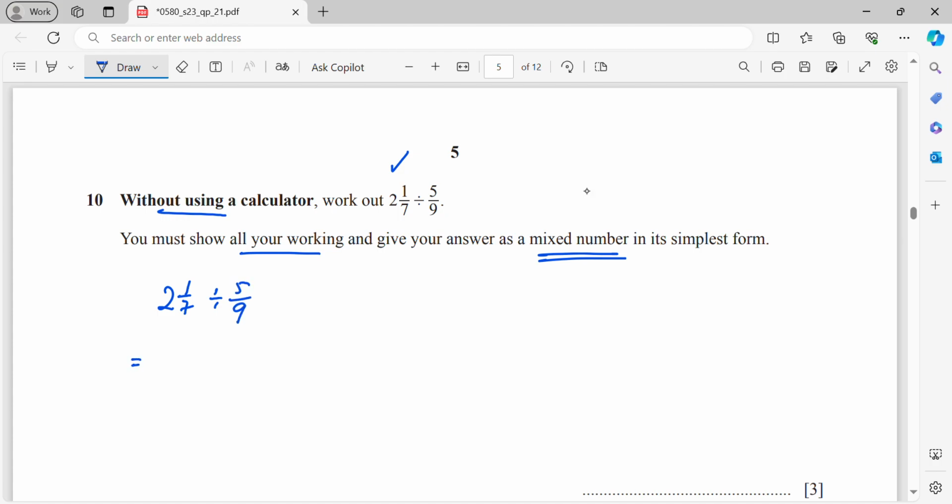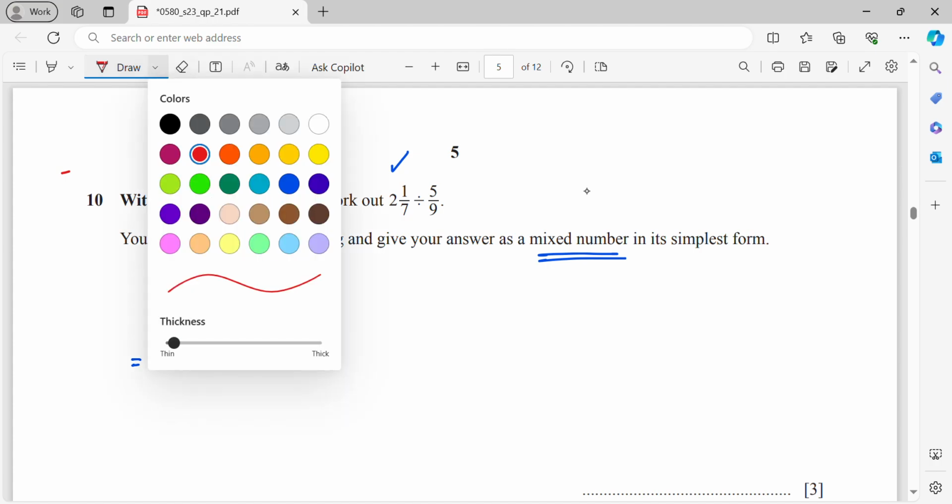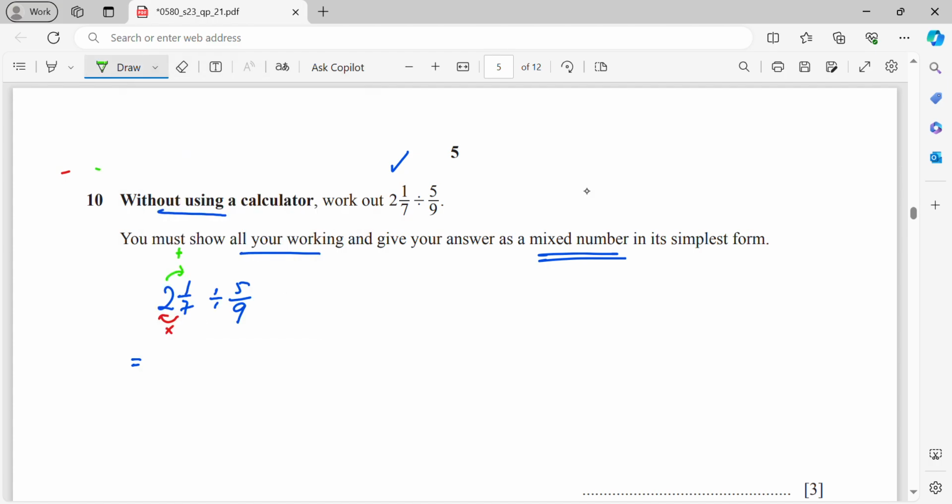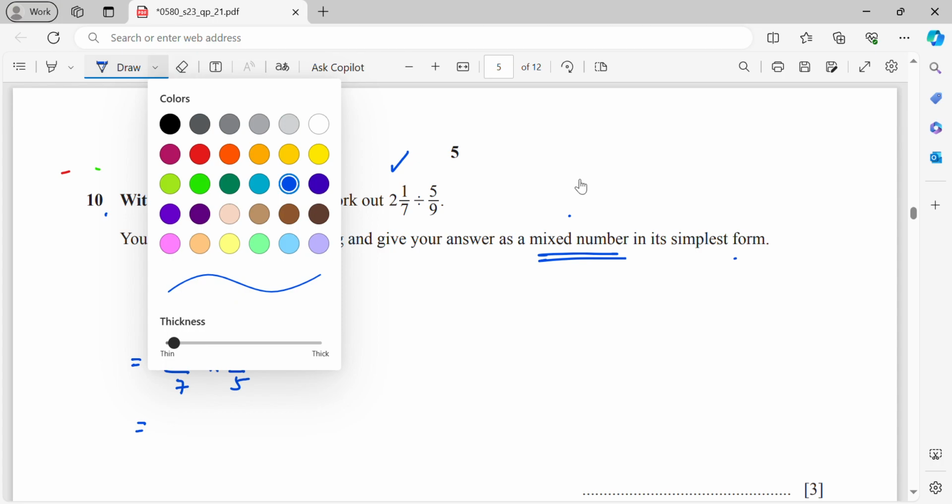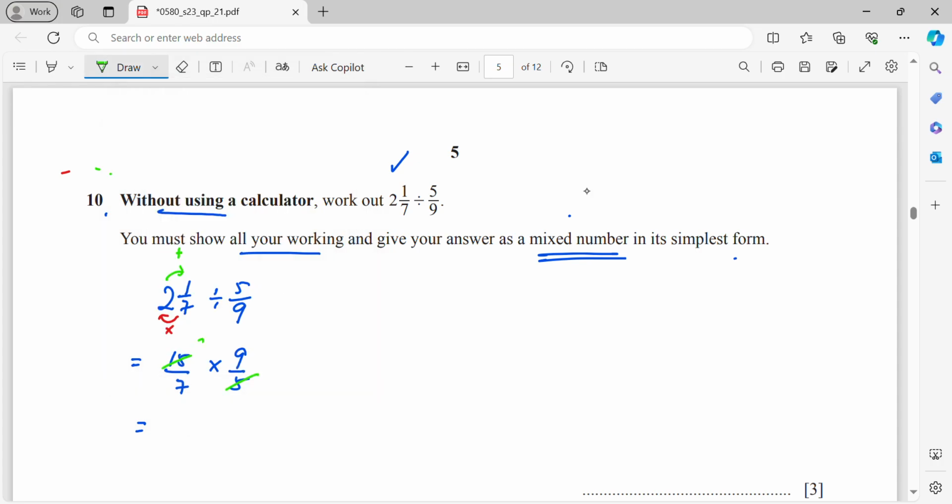For 2 and 1 over 7, when you change to an improper fraction, you are multiplying the 2 and 7. After that, you plus the 1, because the 1 is a remainder. Therefore, it will be 15 over 7, because 2 times 7 is 14, 14 plus 1 is 15. When you divide, you change to times, and you have to swap the numerator and denominator. So it becomes times 9 over 5. Now you need to get your answer as a mixed number in simplest form. Therefore, I simplify first. The 5 and 15 can be simplified by 3. So 9 times 3 is 27. Then I will be getting 27 over 7.